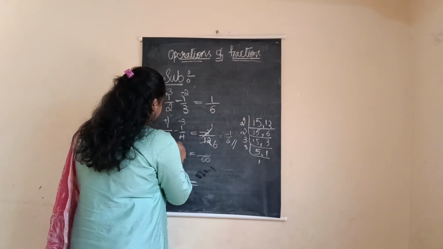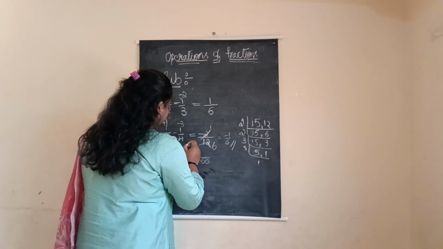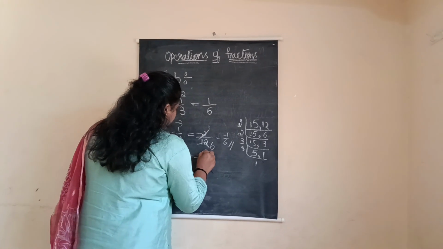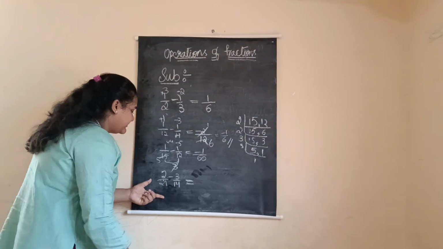So 15 4s are 60, 12 5s are 60. Minus 5 plus 4. Minus 1 by 60 is the answer.